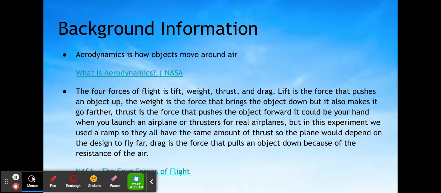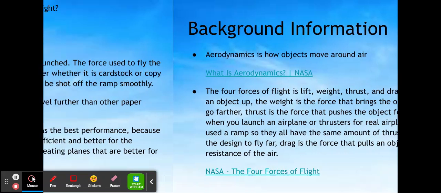Thrust is the force that pushes objects forward. It could be your hand when you launch an airplane, or thrusters for real airplanes. But in this experiment, we used a ramp, so they all have the same amount of thrust. So the plane would depend on the design to fly far. Drag is the force that pulls an object down because of the resistance of the air. And these are the sources that we got from.